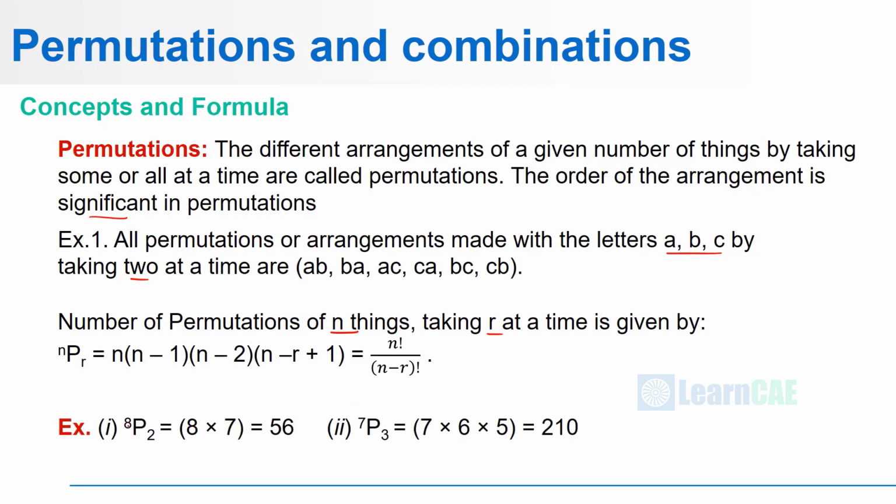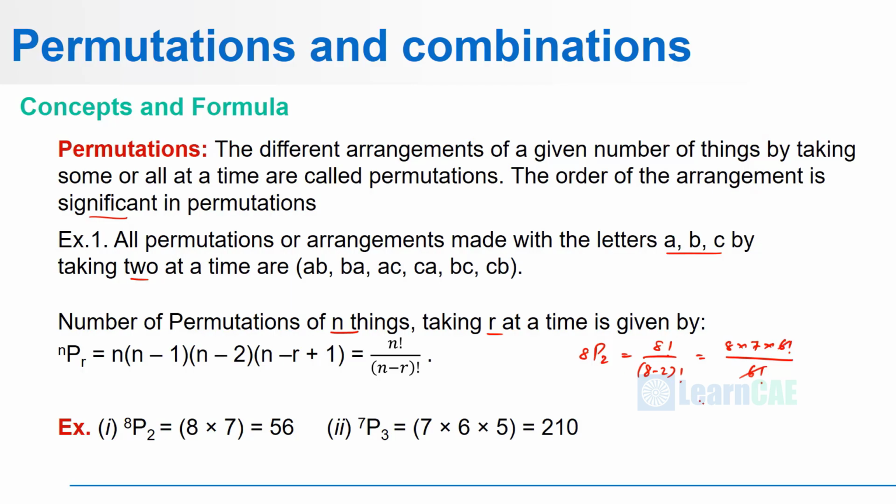For example, 8P2 is equal to 8 factorial by 8 minus 2 factorial. This is nothing but 8 into 7 into 6 factorial, and the denominator is 8 minus 2 which is 6 factorial. Therefore, this can get cancelled.